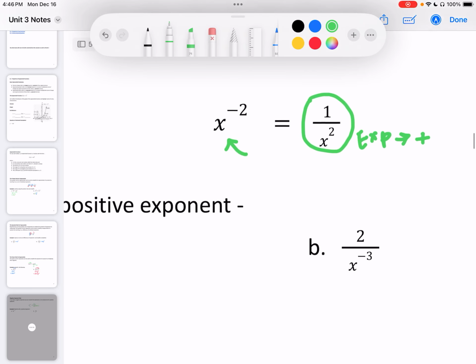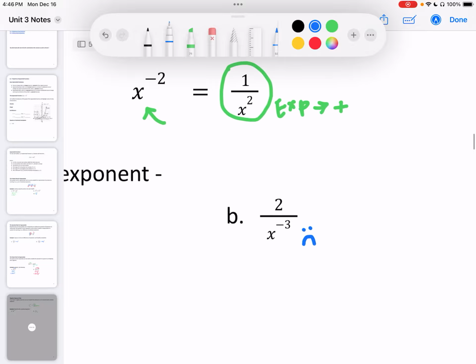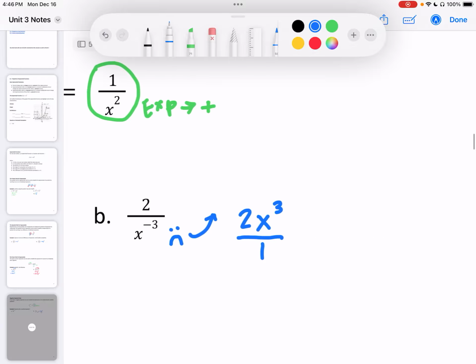I'm going to go ahead and jump down to B to show you what I mean by opposite. So if you have a negative in the denominator, you could rewrite it in the numerator, over 1, which is redundant. So let me rewrite it like this. And that would make it a positive power of 3. Okay. The 2 is just there. The 2 has nothing to do with the negative exponent. So it stays on top. And we're just going to bring that x to the third power up with it. And that's what makes it positive.